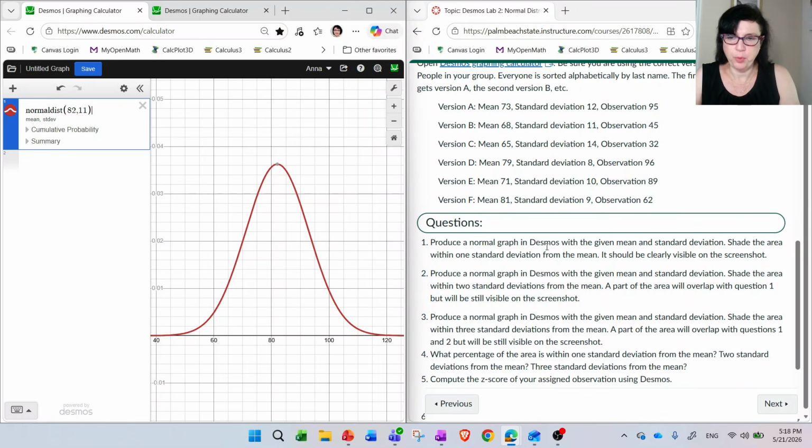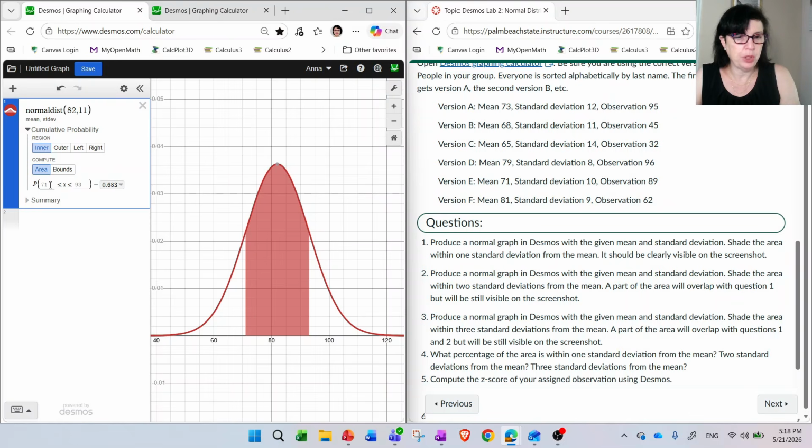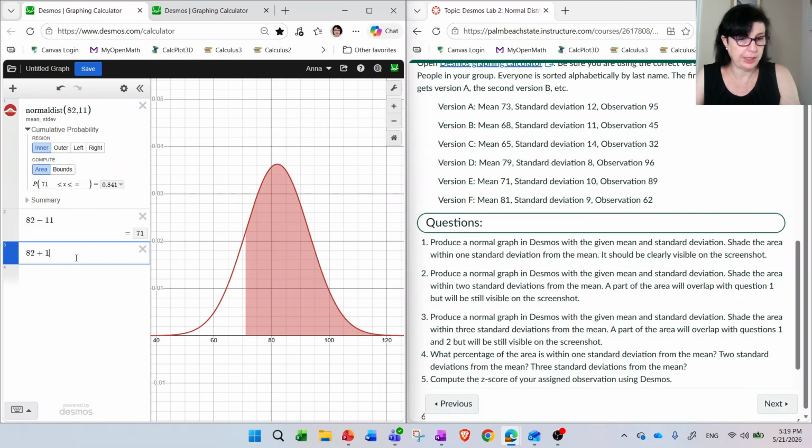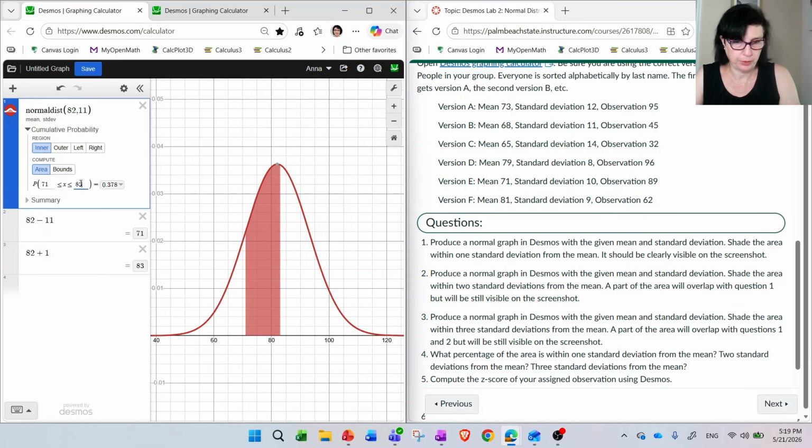I want to shade the portion of the curve that is within one standard deviation from the mean. To do that, you want to open the cumulative probability menu, and you need to figure out which bounds would be one standard deviation away. Well, Desmos is actually very nice. It already fills them in for you by default, but you should know how to do that. You start with your mean and subtract the standard deviation. That gives you 71. That's your lower bound. Now take your mean and add the standard deviation. That gives you 93. That's the upper bound. Sorry, I'm sorry. Okay, so now what I see is the portion of the curve within one standard deviation is shaded, and I can see the answer right here.